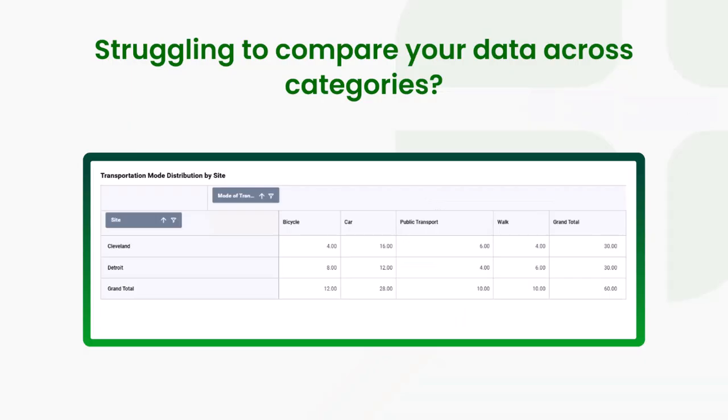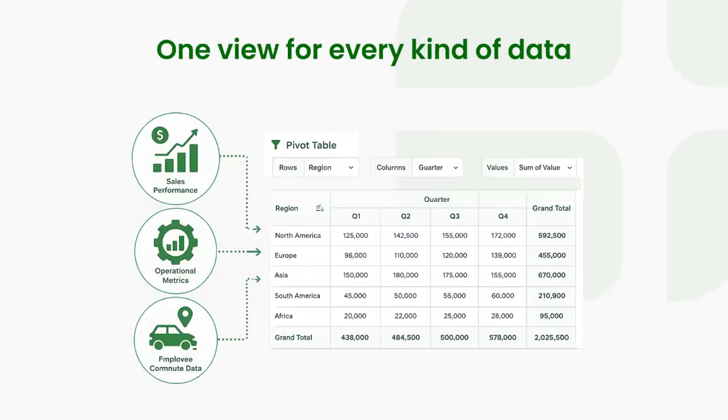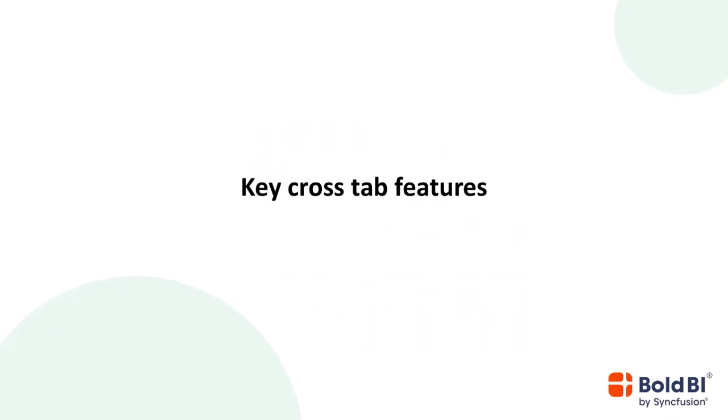Crosstabs are a powerful feature in Bold BI that helps you summarize, analyze, and compare data in a structured tabular format. Built on pivot grid functionality, crosstabs make it easy to identify trends, patterns, and relationships across multiple dimensions of data. Whether you're analyzing sales performance, operational metrics, or employee commute data, crosstabs provide an interactive and flexible way to gain meaningful insights. Now, let's look at the features of crosstabs.